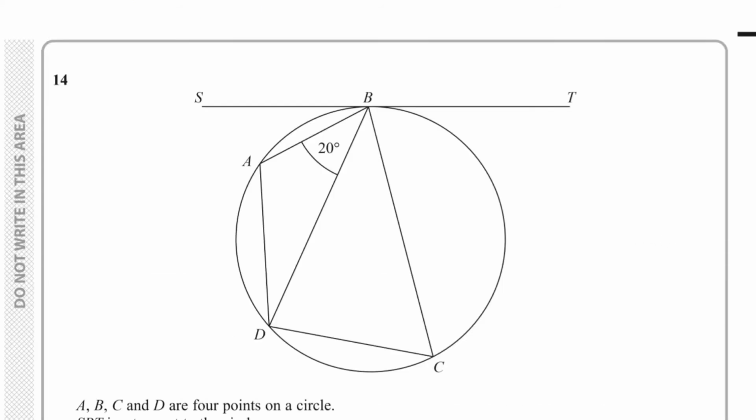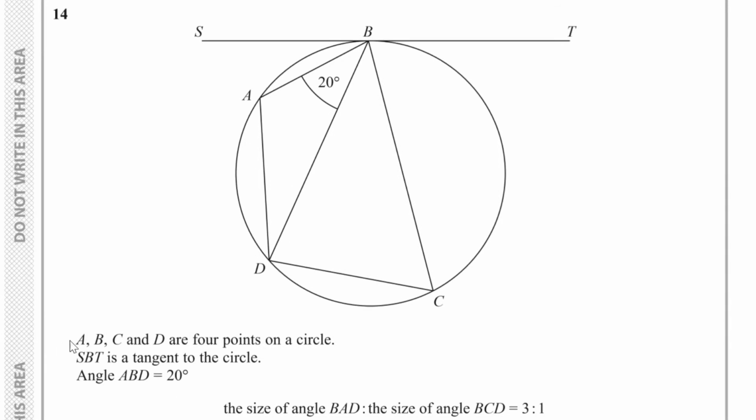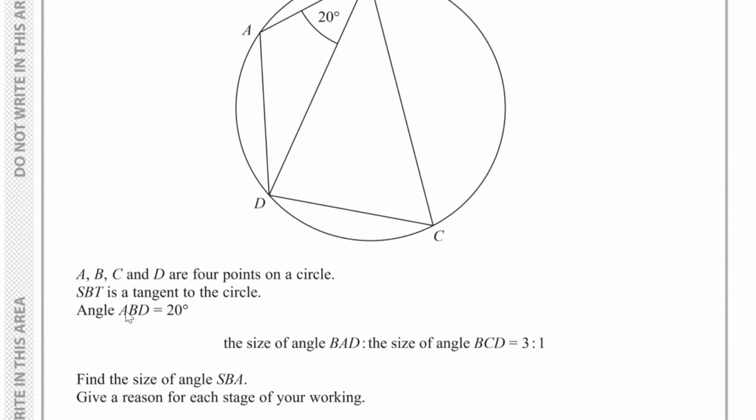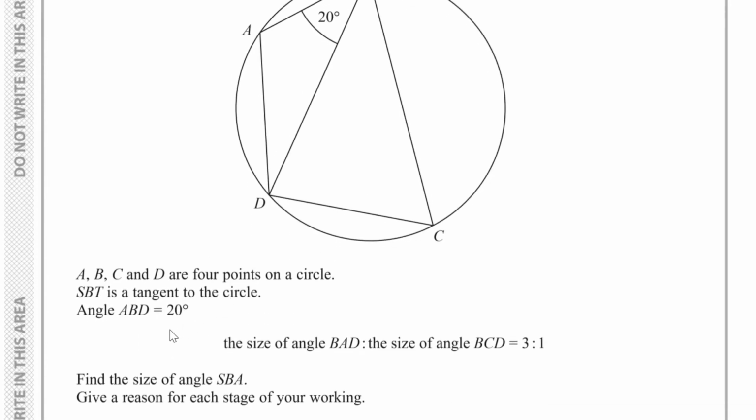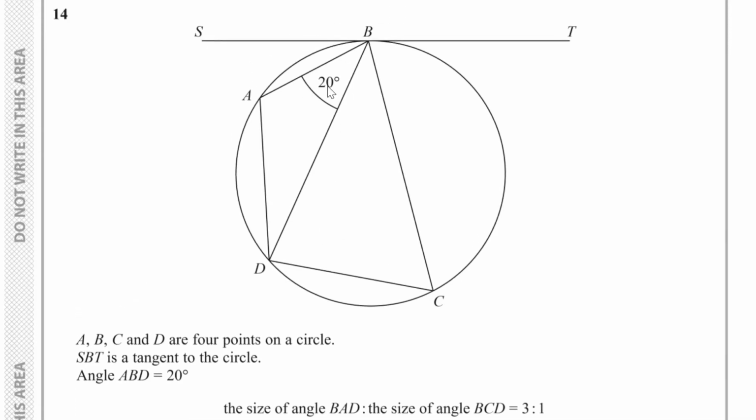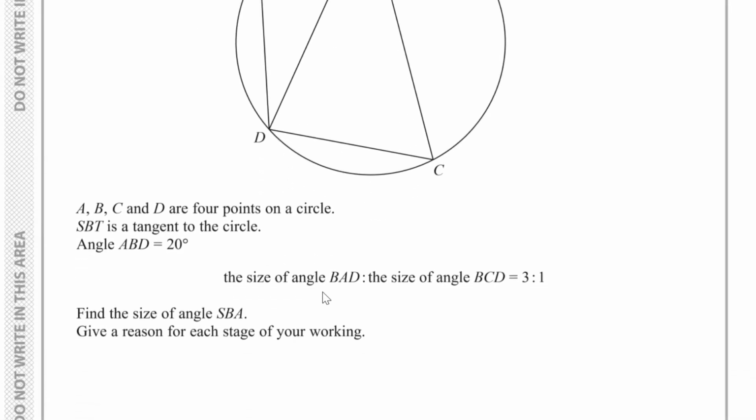Question number 14. We've got A, B, C and D, which are 4 points on a circle. SBT is a tangent to the circle, it's a straight line, and the angle ABD is 20 degrees. The ratio of the size of the angle BAD to the size of the angle BCD is 3:1. We have to find the size of the angle SBA. Give a reason for each stage of your working.